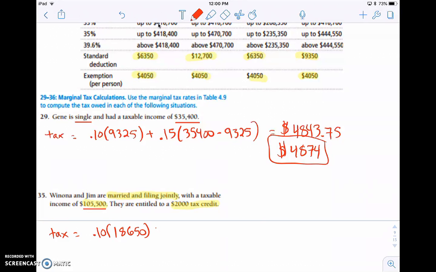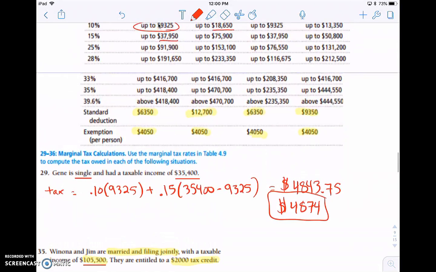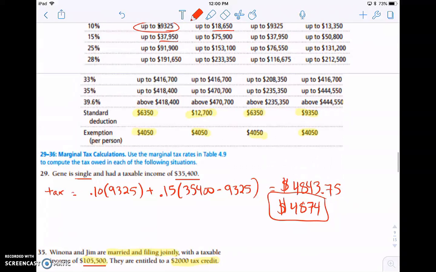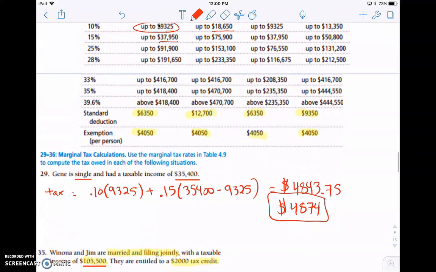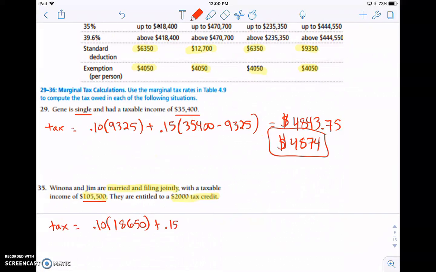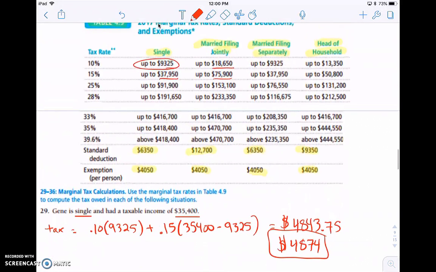$18,650 plus, now we've got to go to the 15% margin, and the 15% margin for married filing jointly is $75,900. Now we make more than $79,500, or excuse me, $75,900. So we are going to take that cap of $75,900 minus $18,650. That's just finding out how much money is being taxed at 15%. So that difference there, again, is just that quantity of money being taxed at 15%.